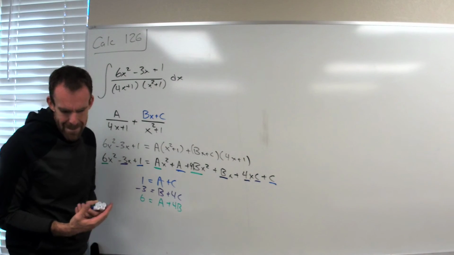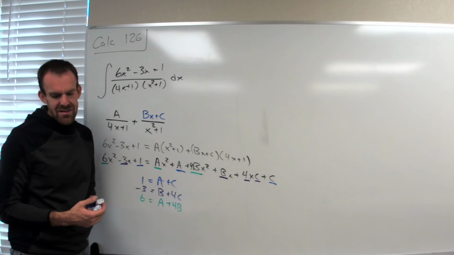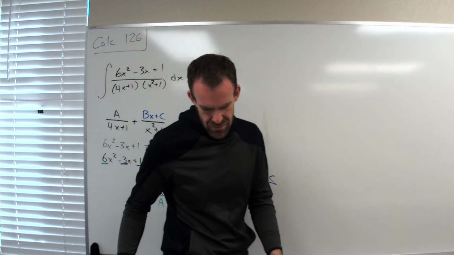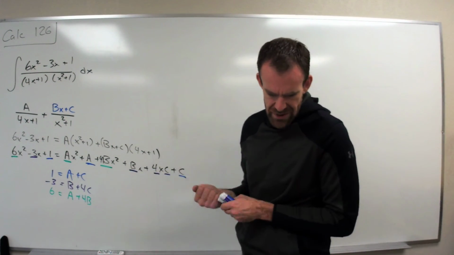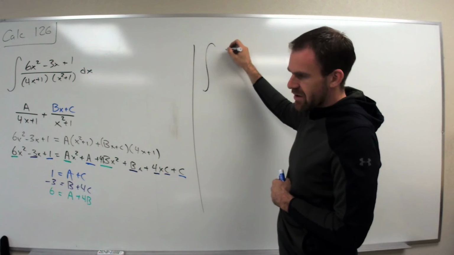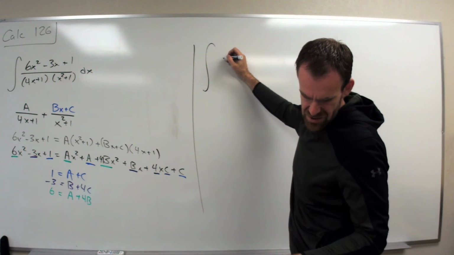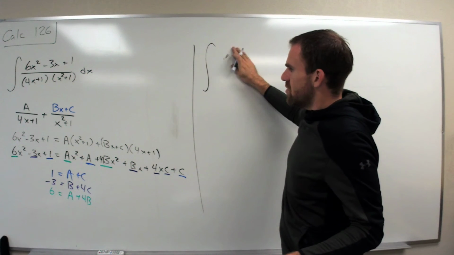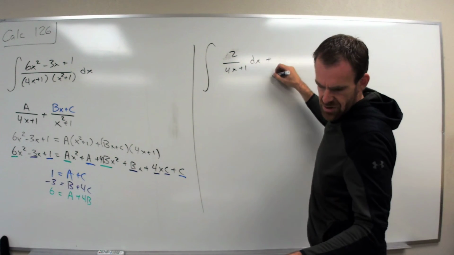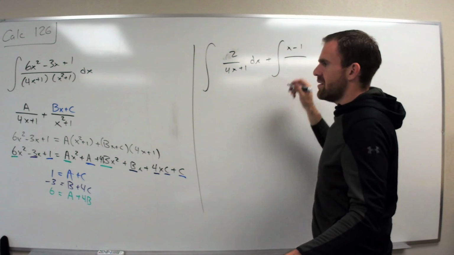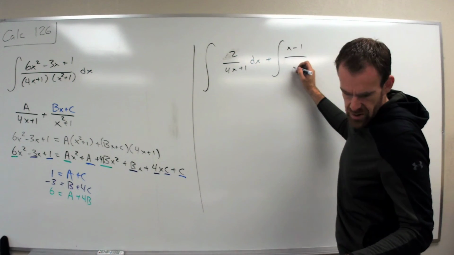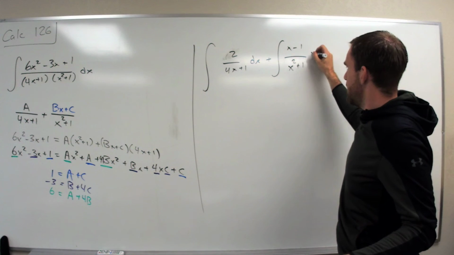Is it painful? Well, yeah, it's going to be painful. I'm sorry. But, alas, we must continue. So, what will we have now? Once you solve that out, you'll find that that integral equals the following partial fraction. So we have 2 over 4x plus 1 dx plus x minus 1. So you'll get b equals 1, c equals negative 1, over x squared plus 1.